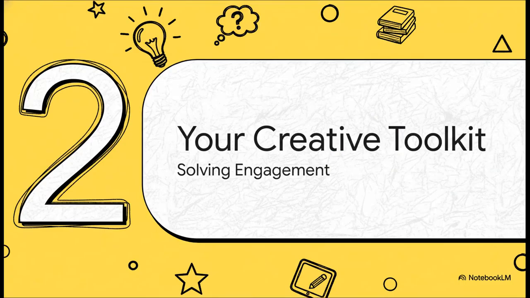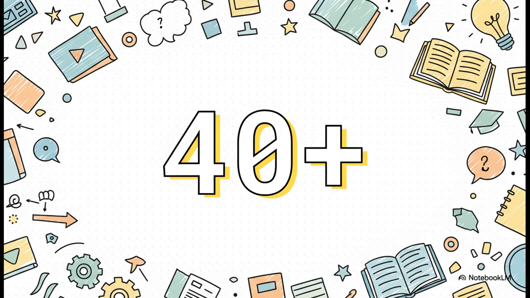Okay, so we know what it is, but now for the fun part, the how. How does it actually solve that engagement problem? Let's pop open the hood on this creative toolkit and see what's really going on inside. And this is where it gets really powerful. We're not talking about just a few options here. We're talking over 40 different types of interactive activities. Just think about that. You could turn a dry history timeline into a dynamic drag-and-drop game, or maybe transform a biology lesson into a set of interactive, gamified flashcards. It's all about having the freedom to build the perfect lesson for any subject and for any learning style.